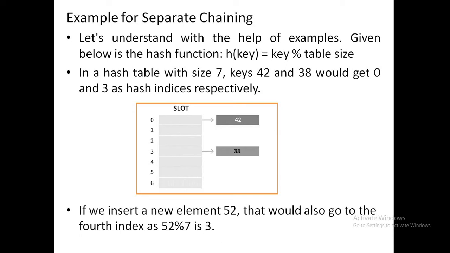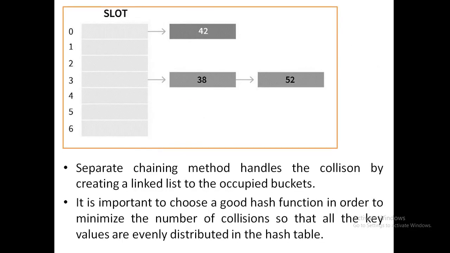So if now we are inserting a new element 52, which also produces a remainder of 3 when divided by the table size 7, then the element 52 has to be inserted in slot 3. So it is inserted along with 38 in a singly linked list in slot 3. So the separate chaining method handles the collision by creating a linked list at the occupied buckets.